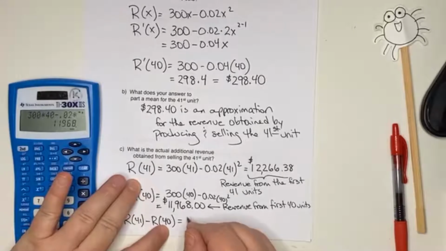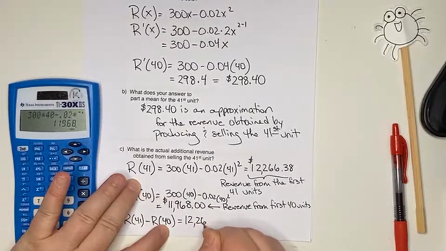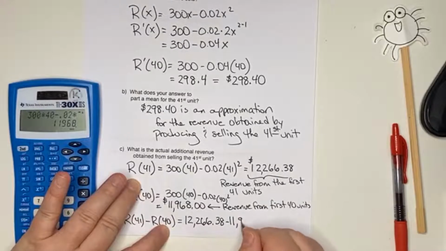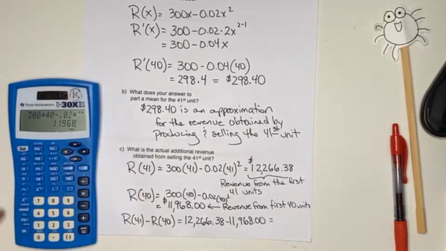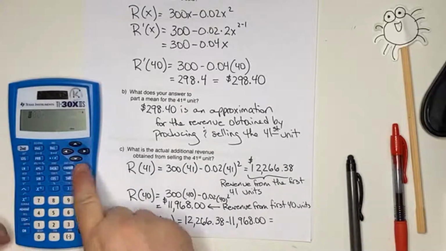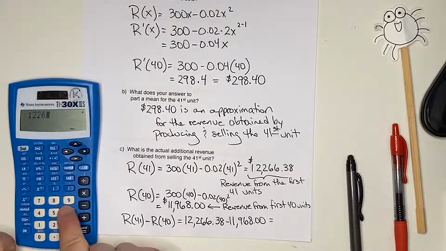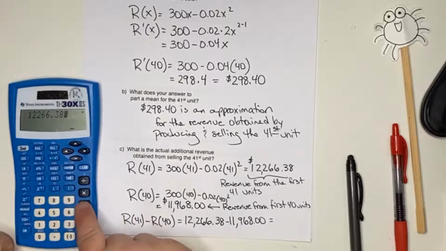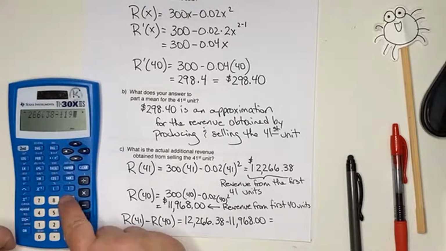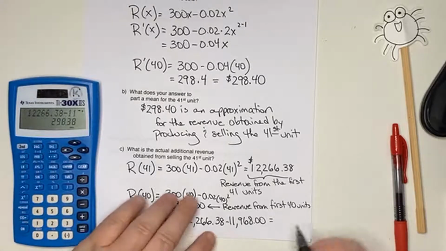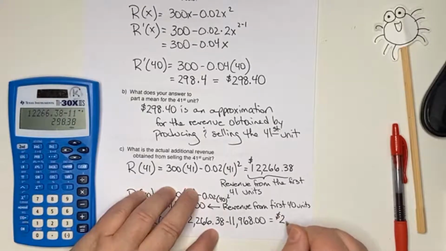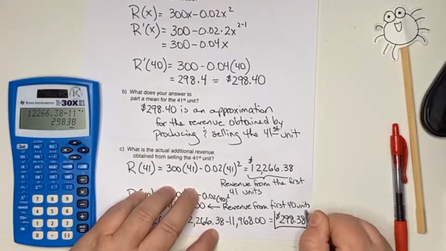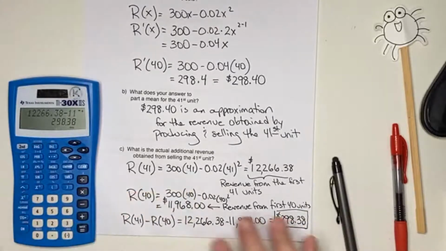So that's going to be $12,266.38 minus $11,968. And so that's 12,266.38 minus 11,968 equals $298.38. So what are we doing?